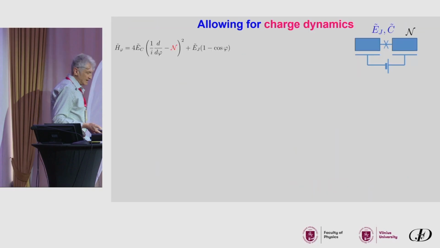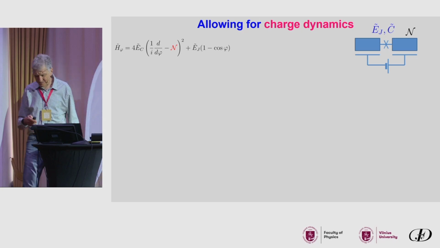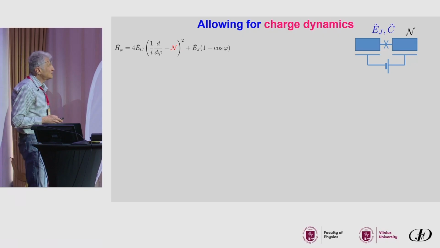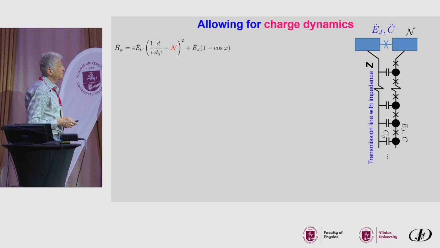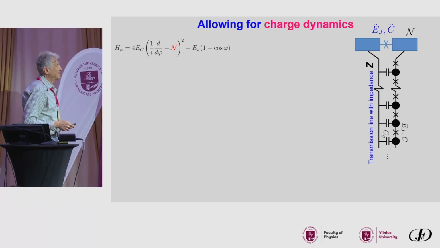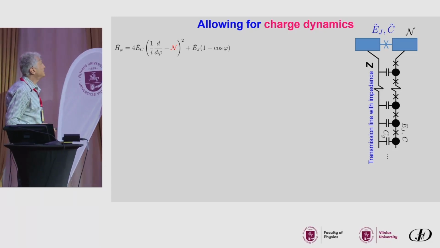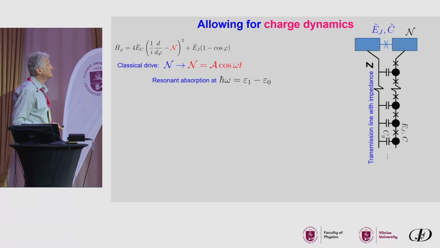Now, can we allow n to be a quantum variable? Can we give it quantum dynamics? Actually, yes. For that, we can remove this battery and attach a transmission line to the qubit. And then on a classical level, we can vary the displacement charge harmonically, and there will be some resonance at the transition frequency E1 minus E0.